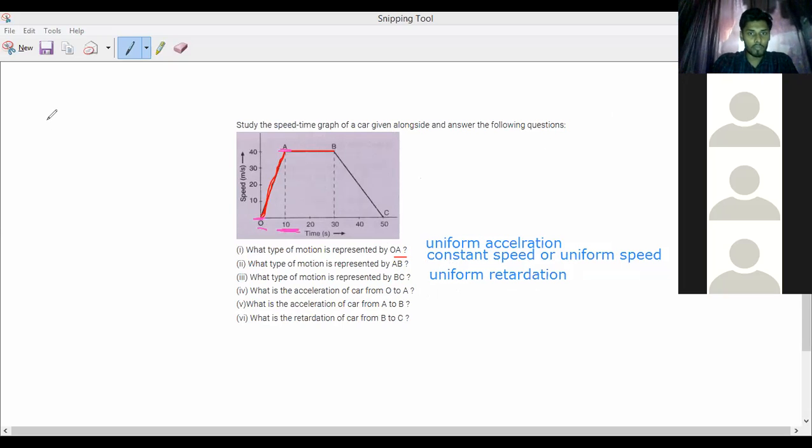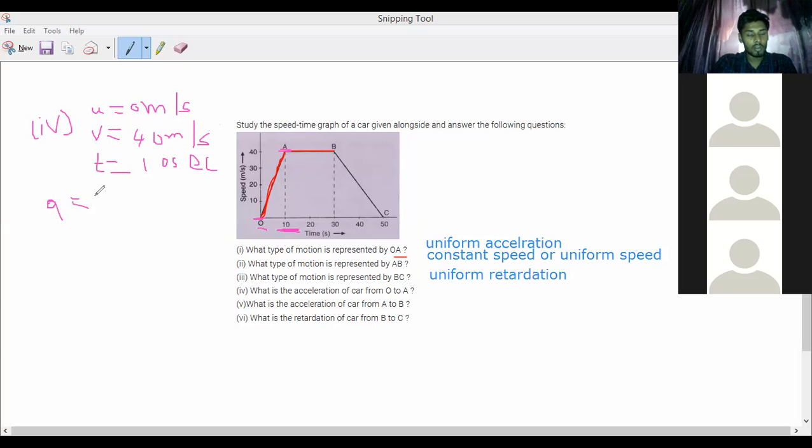First, case number 4. Here I am solving. Initial velocity is equal to 0 meter per second and final velocity is equal to 40 meter per second, and the time period is equal to 10 seconds. Pradosh, you are not saying units. Without units, how will it be accepted? How many times should I say?